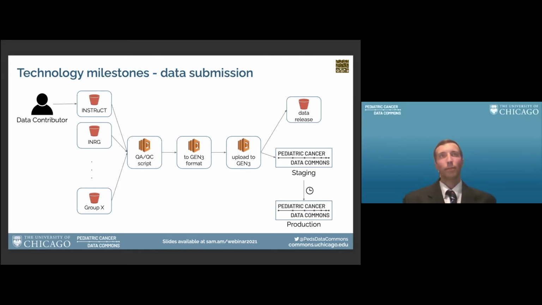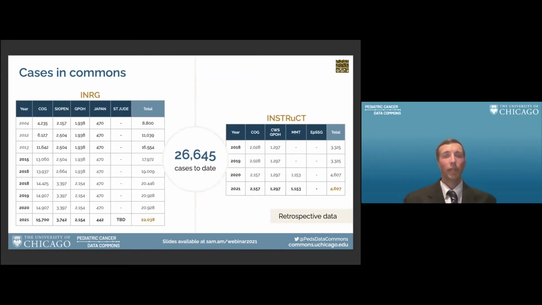Next slide, please. As of today, we have about 27,000 cases in the PCDC data commons, about 22,000 from INRG and 4,500 from INSTRuCT.